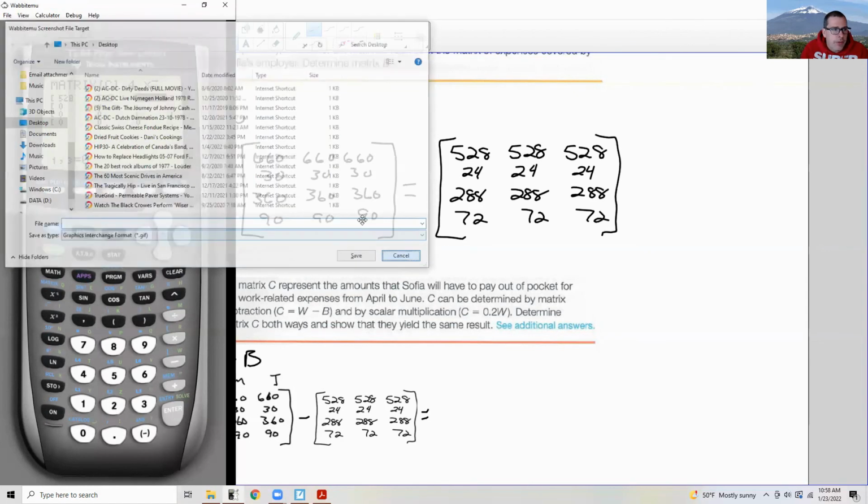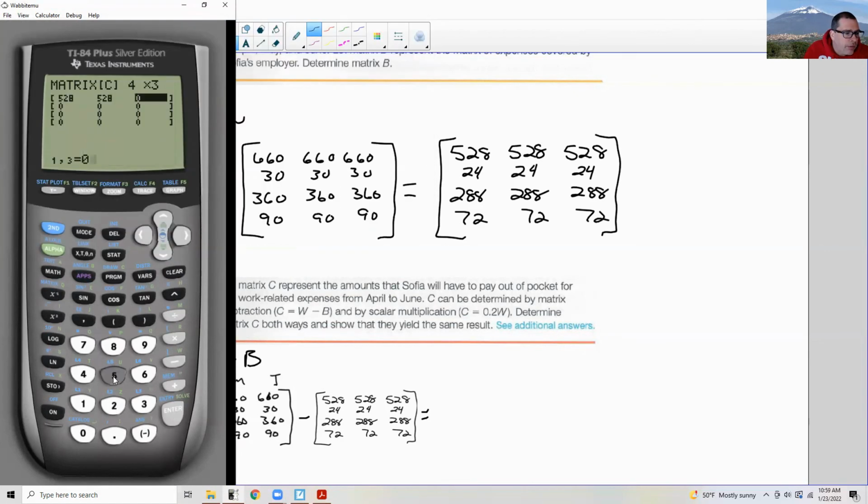Oops. Cancel. 528. Enter, and 24, enter 24, enter 24, enter 288, enter 288, enter 288, enter 72, enter 72, enter 72. All right, so there is the second matrix we want to subtract.